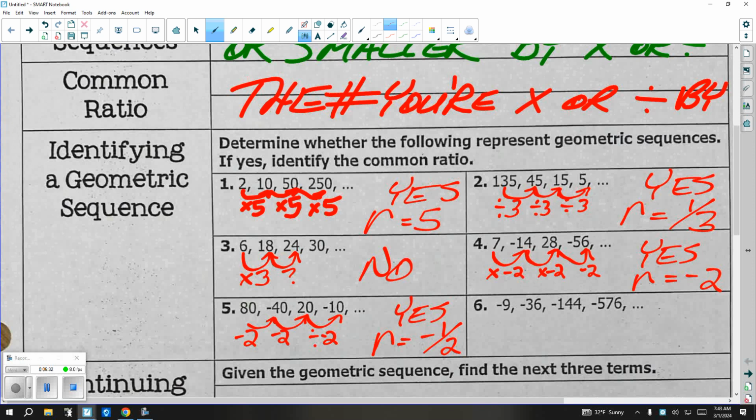All right, last one of these. Let's see if we can do this one in our head. I multiply by 4.